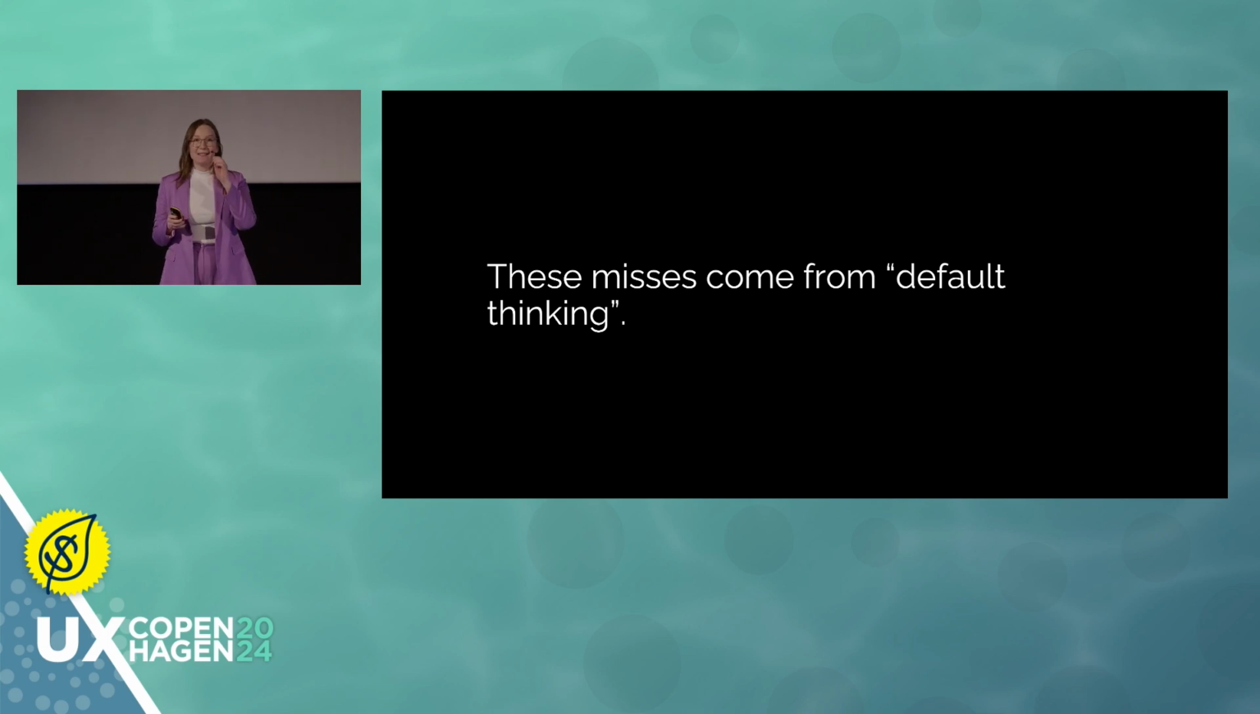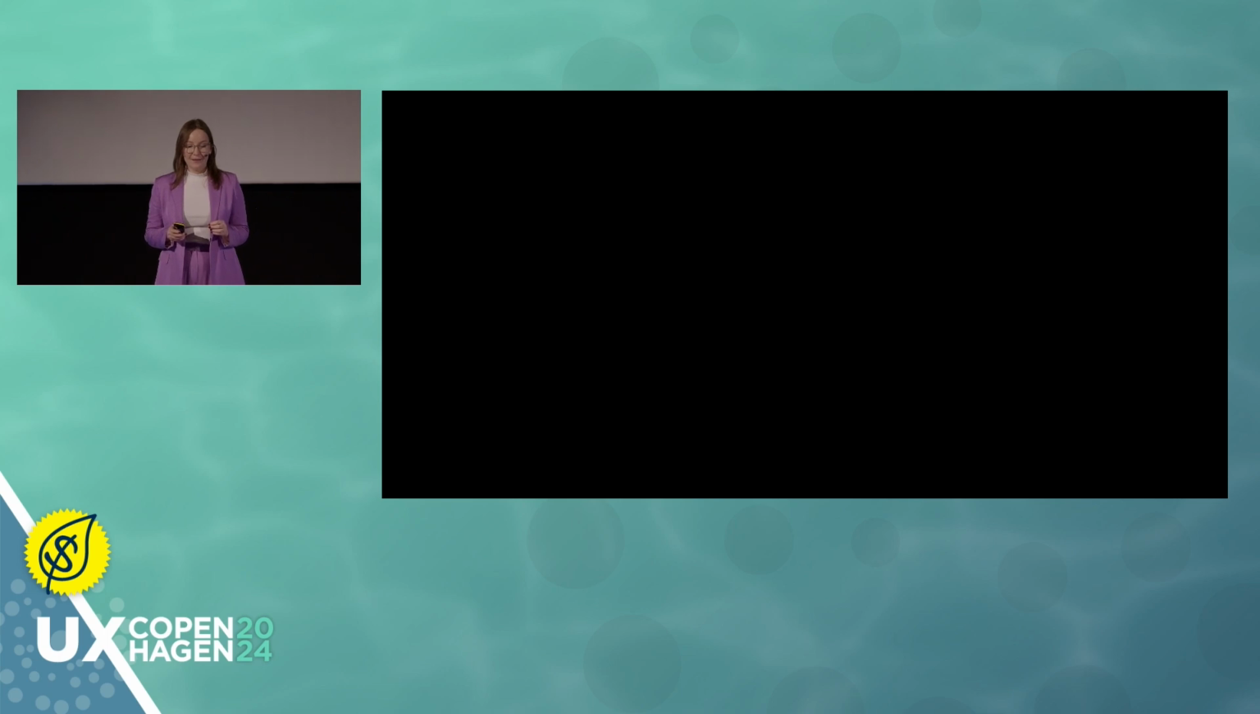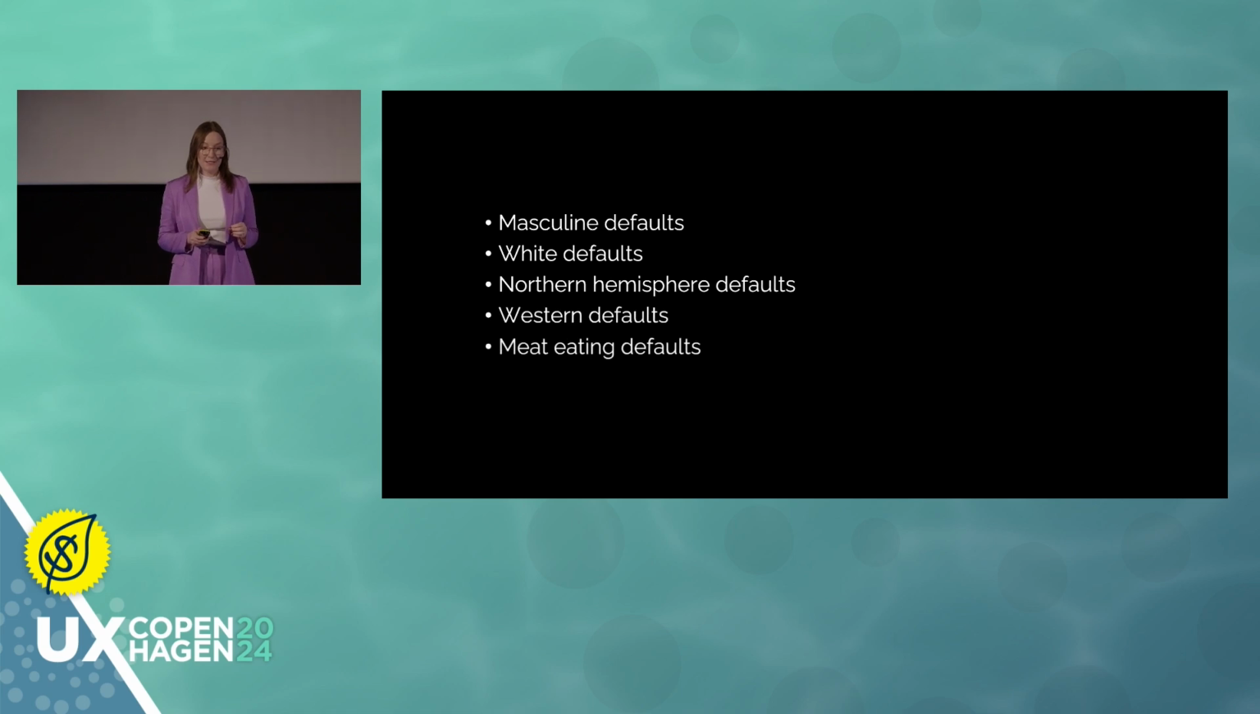So these misses that I've talked about today come from default thinking. Masculine defaults, white defaults, Northern Hemisphere defaults, Western defaults, meat-eating defaults. These are all different forms of default thinking that influence the world around us.